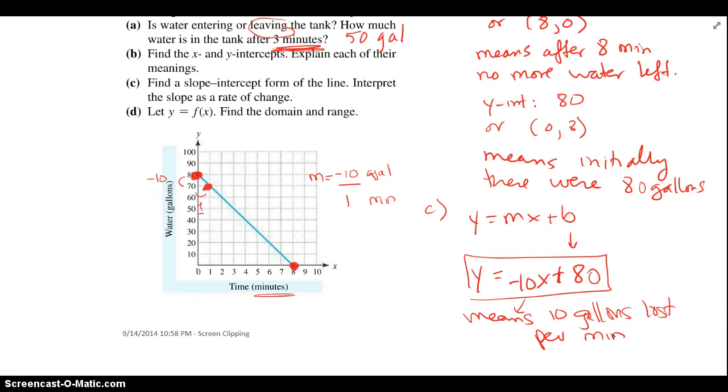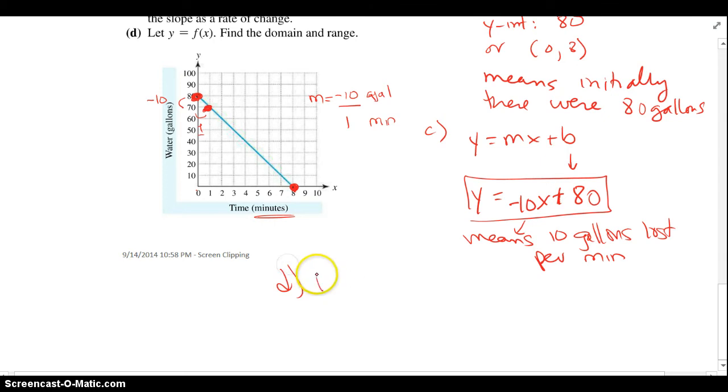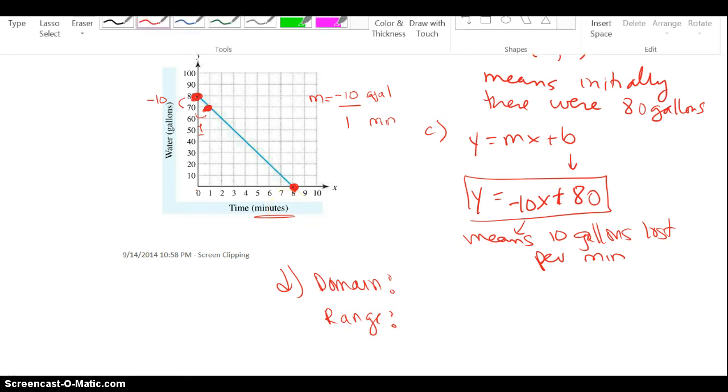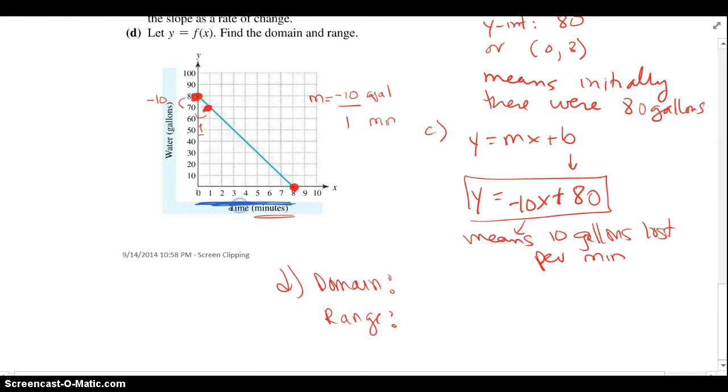Part D, let y equals f of x, find the domain and the range. Okay, so for the domain and the range, we're basically looking at the x and the y values and what values, what range, or what interval, in other words, it covers. For the x values, it looks like it covers x such that x is between 0 and 8 minutes. So the domain is anywhere from 0 minutes to 8 minutes is what the graph covers. And for the range, which is the y values, it looks like the graph covers anywhere from 0 all the way up to 80. So y is between 0 and 80 gallons.